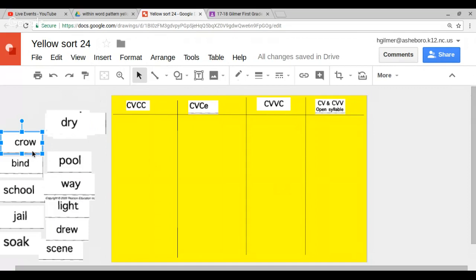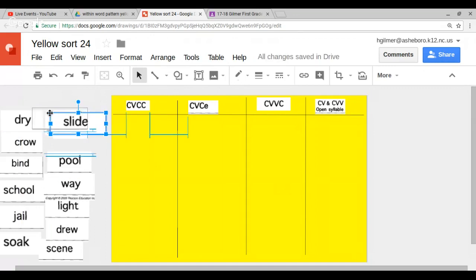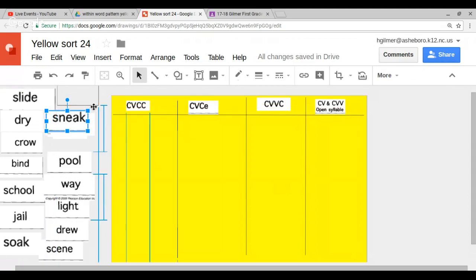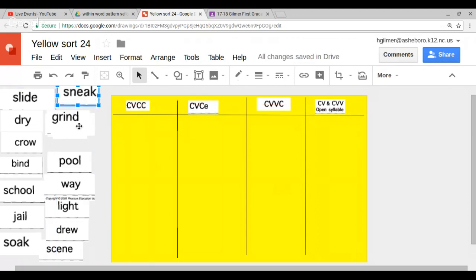Dry, when it hasn't rained in a long time, the ground will be very dry. When you get out of the bathtub, you use a towel to dry off. So dry, that means you're not wet. Slide, we have one of those on our playground, a big yellow slide. You can go down and say wee. Sneak, that means you're trying to be very, very quiet so nobody can see you or hear you. So you will sneak to go get something. Grind, that means that you apply pressure. Usually you do it in a circle and you're trying to make bigger pieces turn into smaller pieces by moving them around. So you will grind them.